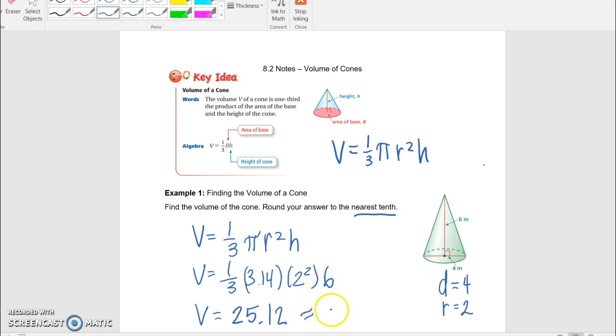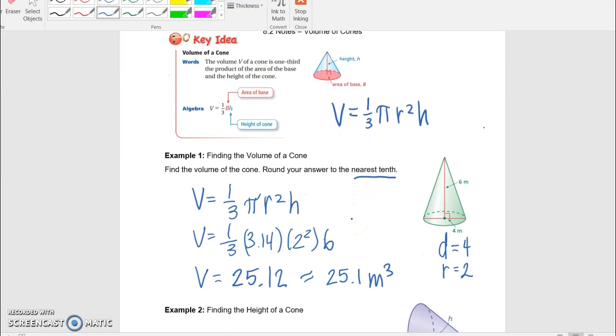So we'll say that's 25.1, and our units are meters cubed, and it's really important to get your units right when you're talking about volume or area. So make sure you get meters cubed.